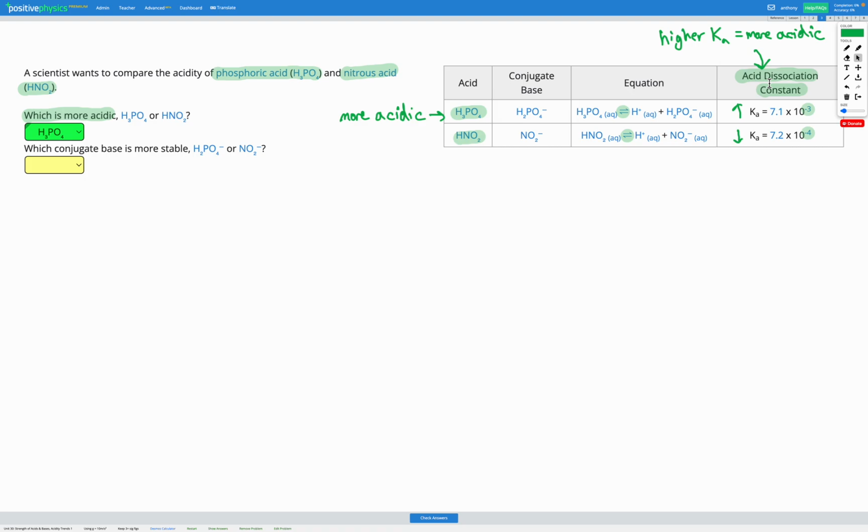The next question asks, which conjugate base is more stable? So looking at our equations over here, here are our acids, H3PO4 and HNO2. And then they both lose an H plus to form their conjugate bases, H2PO4 minus and NO2 minus. Those are our conjugate bases.